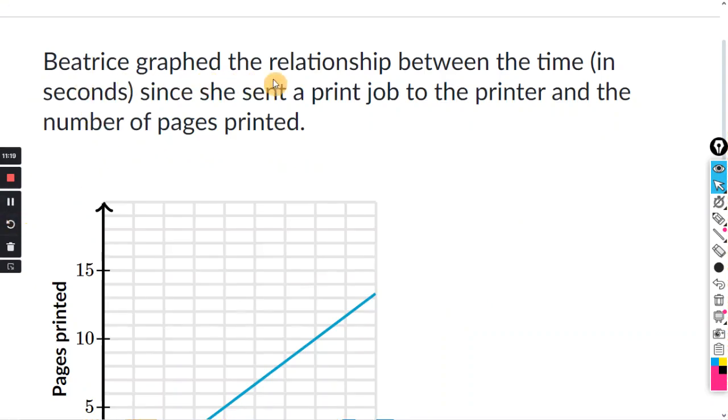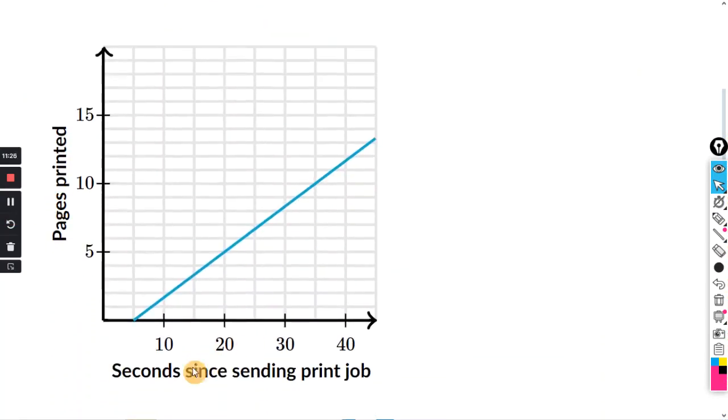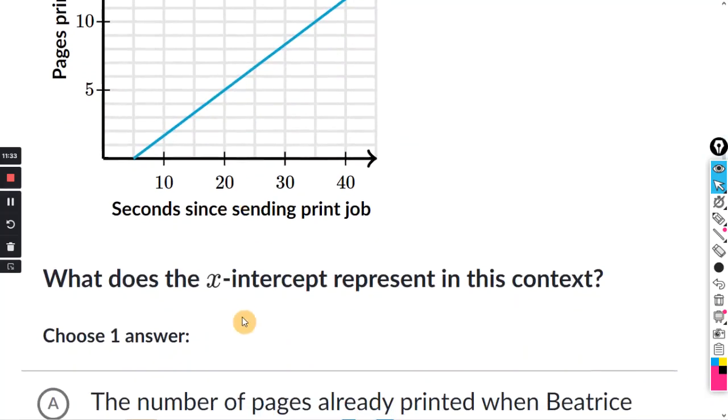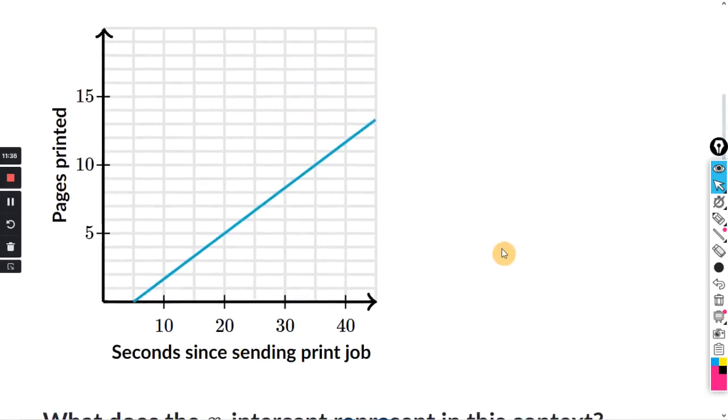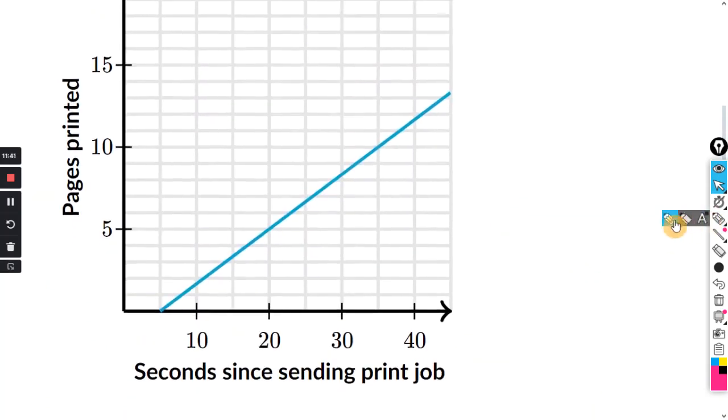Last one. Beatrice graphed the relationship between the time in seconds since she sent the print job and the number of pages printed. X is the seconds since sending the job. Y is the pages printed. What does the x-intercept represent in this context? Let's just locate it first. This right here is the x-axis. The x-intercept is where the line crosses or meets the x-axis. That's right here.